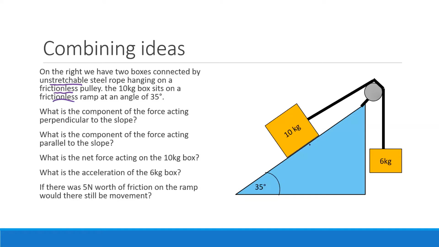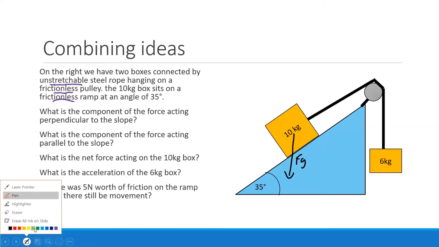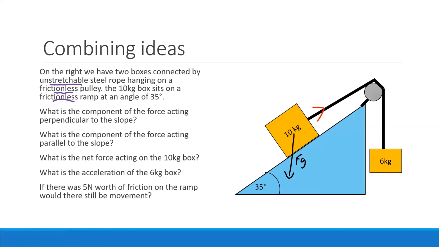Well, perpendicular to the slope means at right angles to the slope. So the first thing we should always do is draw in the forces that are acting. Let's put in as many of the forces as we can. The first couple of forces I want to put on: we've got this force of gravity. Now there's no force of friction, so I don't need to worry about that. The only other force acting on this block is this force here, which is the tension force.